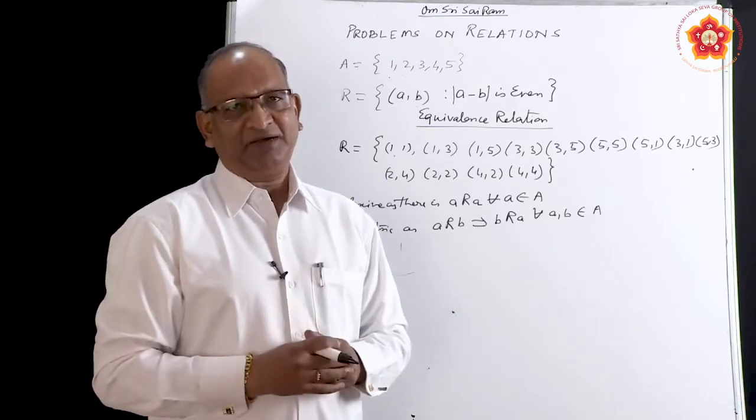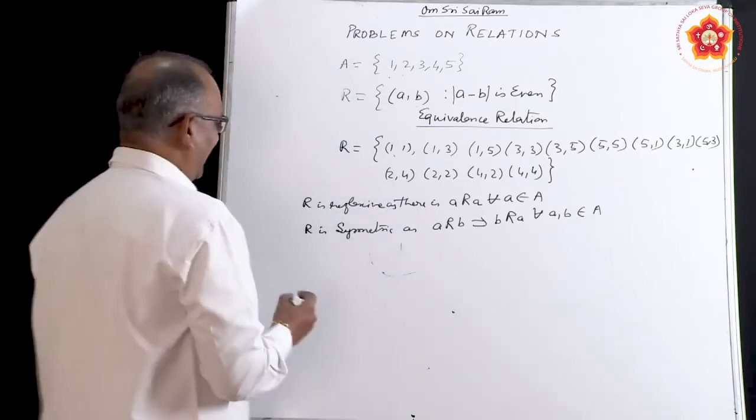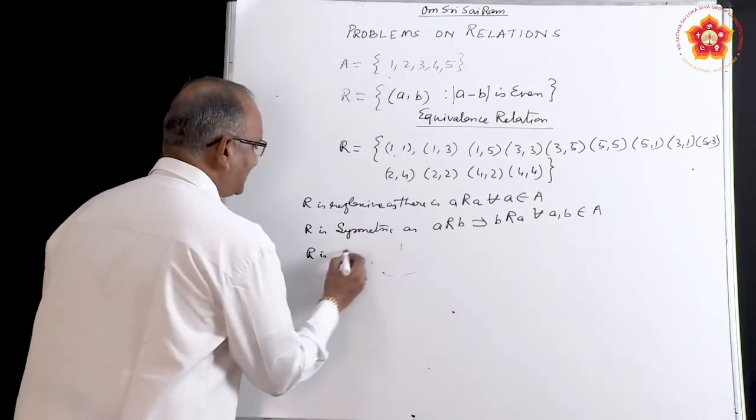The third one is transitive. Again we say that R is transitive.